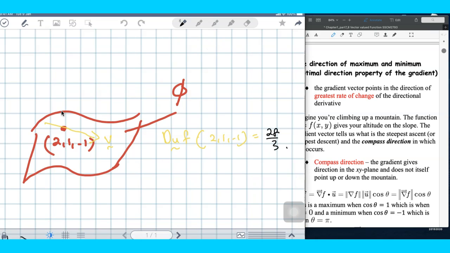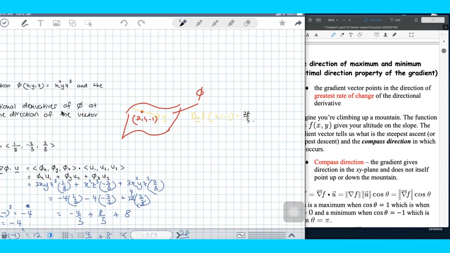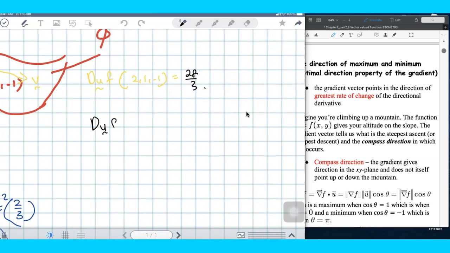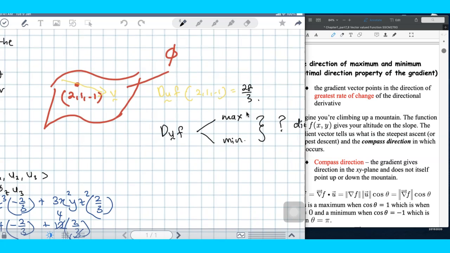But in the second question, we don't specify the direction, and you have to determine the direction so that you have the maximum value of the directional derivative. So the objective here is we want the directional derivative of the function given to be maximum, and also at the same time minimum. So what is the direction that we need to follow? Let's say you are climbing up a hill. You know the function of the hill, for example, and you know the point where you are standing now, but you have no idea which direction to follow.